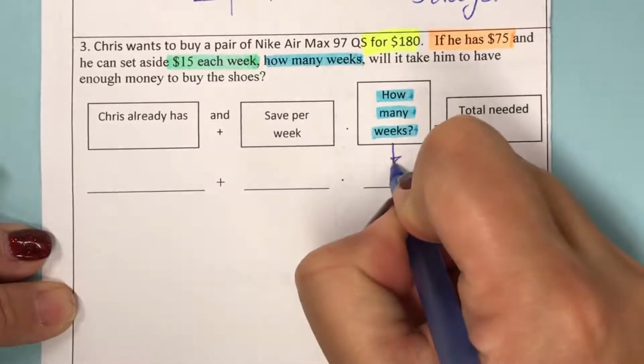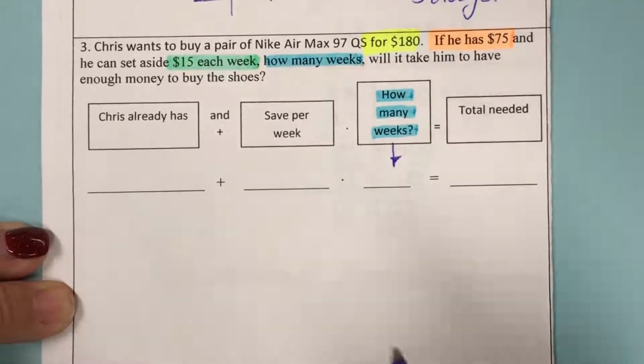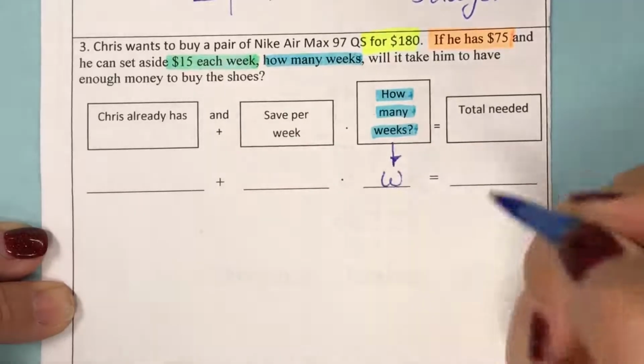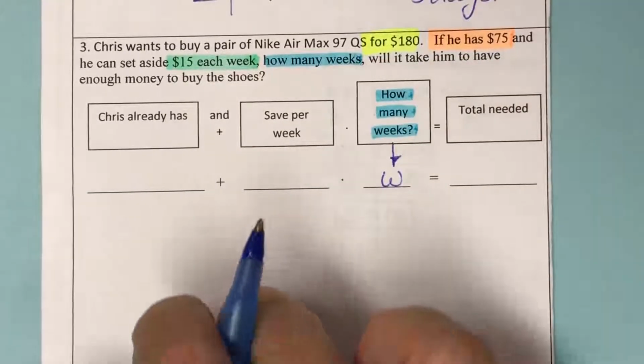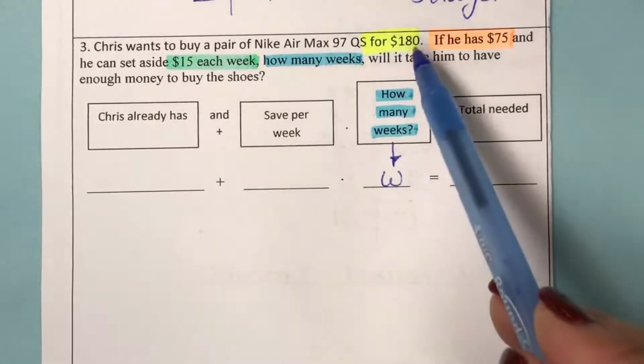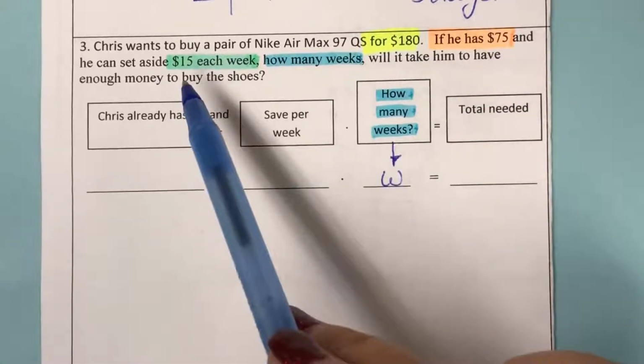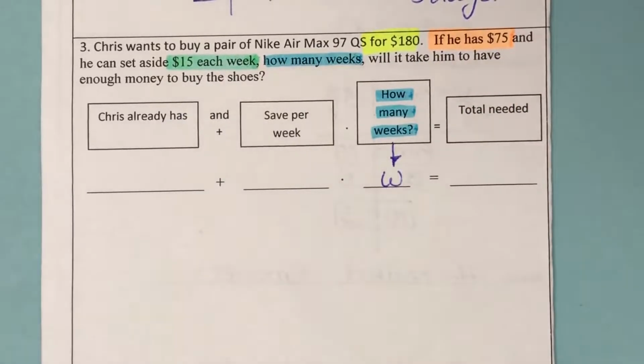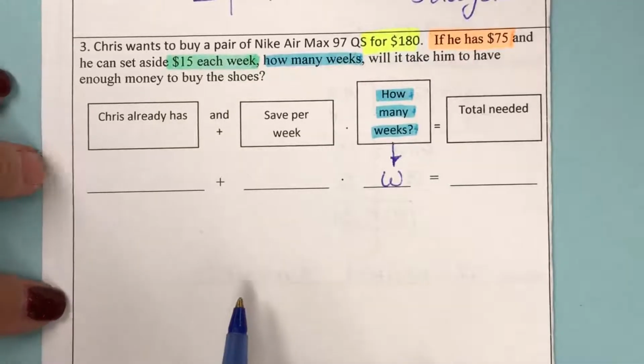We can figure it out, but the objective for today is knowing how to write an equation or translate the problem into a mathematical sentence. To figure out the answer, you could take 180, subtract 75, and divide by 15, but that again is not the objective of today. Today we want to know how to write an equation for a word problem.